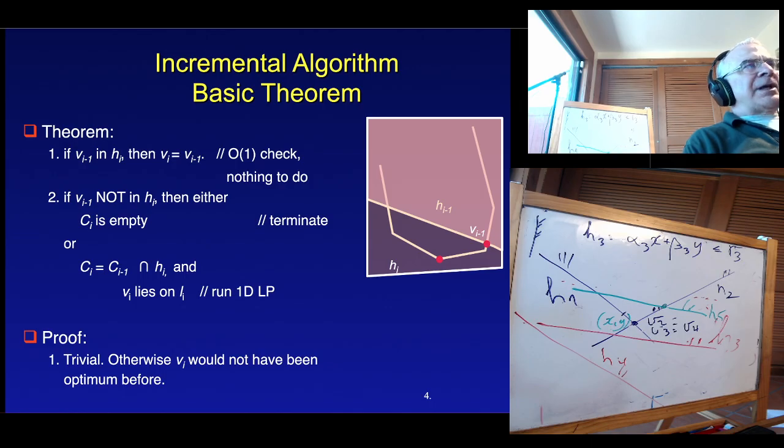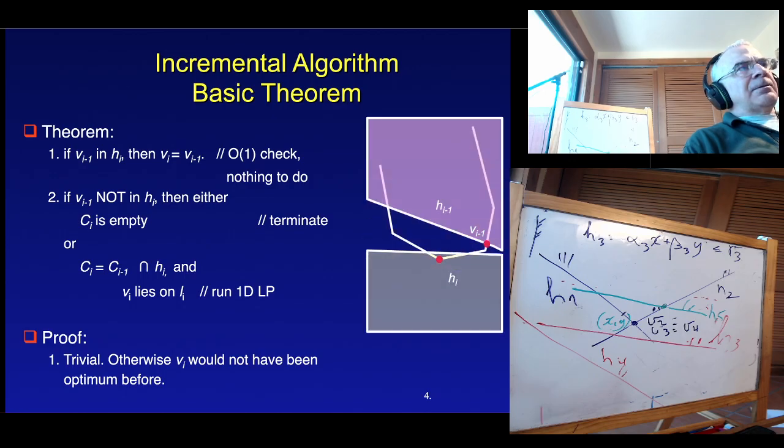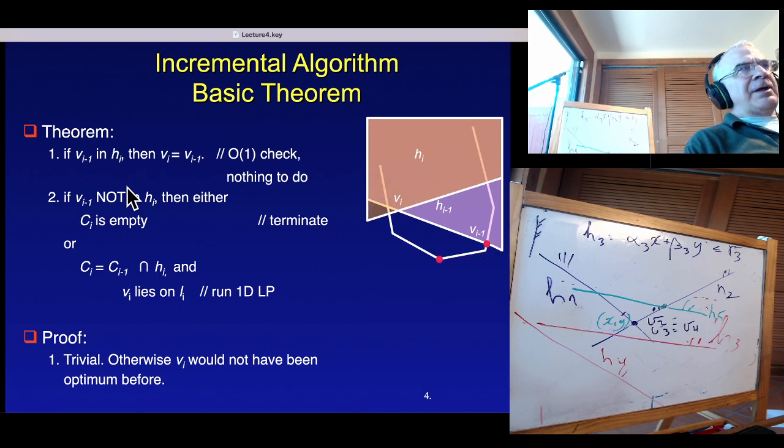Sorry, that's a case of H_i that doesn't violate, so I don't need to change anything. Here is another case where I don't need to change anything. My half plane is actually from the other side, but still v_{i-1} doesn't violate it.